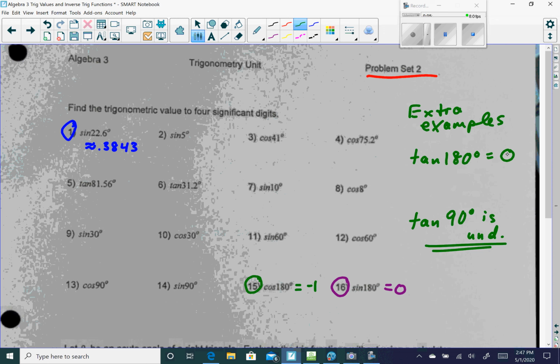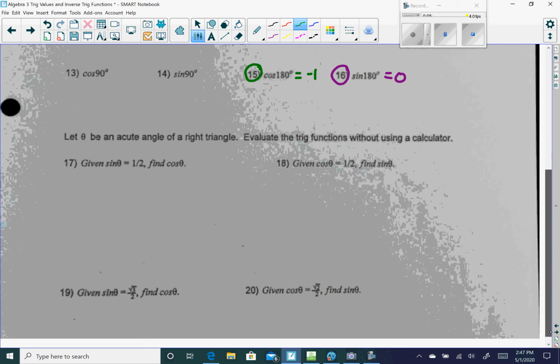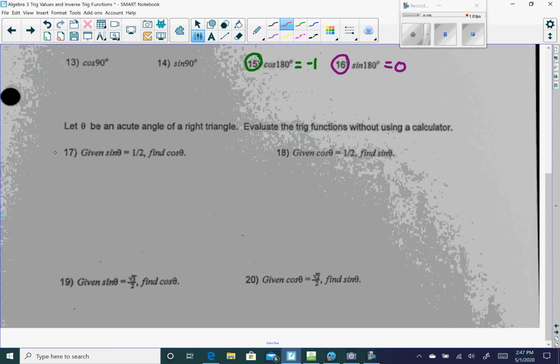Throughout a lot of these you will get decimal values, but some do come out to exact values here. Now just to give you a hint, 17 through 20, these are just like problems off of the last problem set.